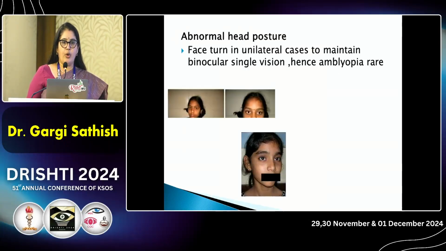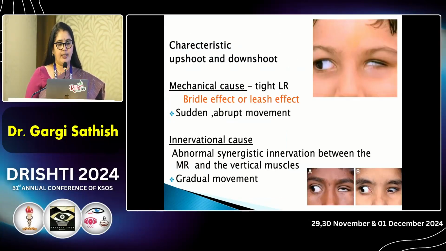Abnormal head posture is very commonly seen, especially if it is a unilateral type of Duane's, and there will be face turn to maintain binocular single vision, and in such cases amblyopia is rare because BSV is maintained. The major cosmetic blemish of Duane's patients are these upshoots and downshoots. So they can be due to a mechanical cause or an innervational cause. The mechanical cause is because of the very tight LR, which just slips under or over the globe, or vice versa. The globe slips up and down.